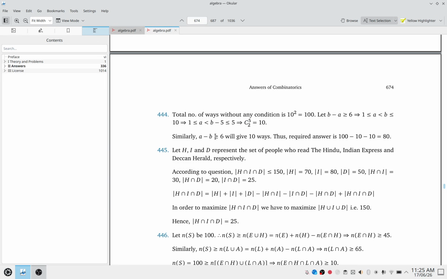Similarly, a minus b greater than or equal to 6 will also give 10 ways. Thus the required answer is 100 minus 20, that is 80.